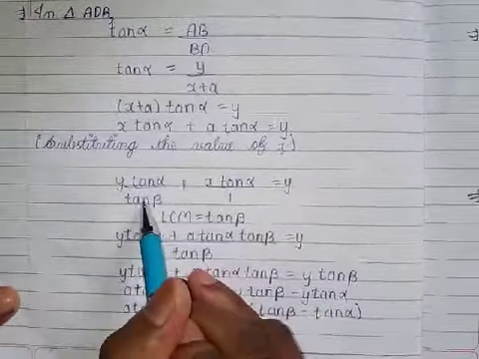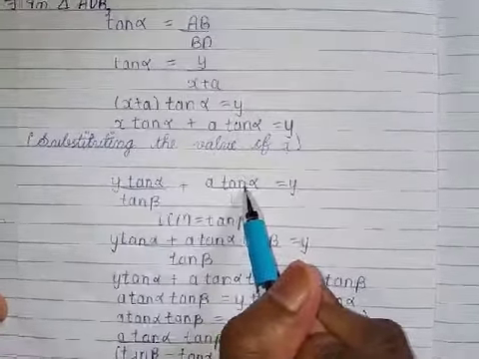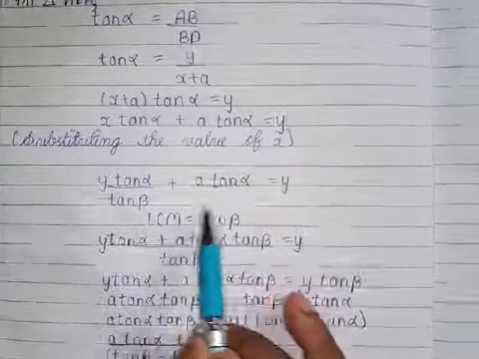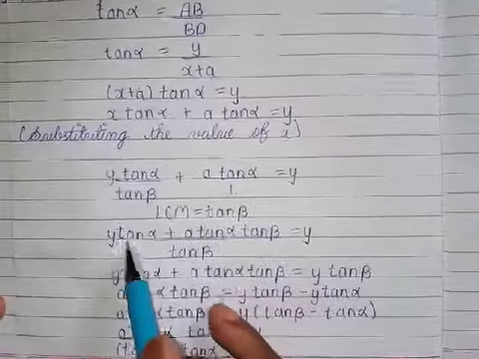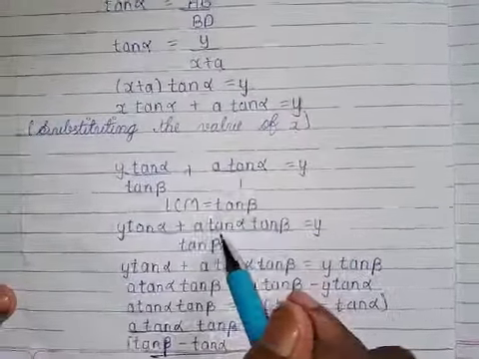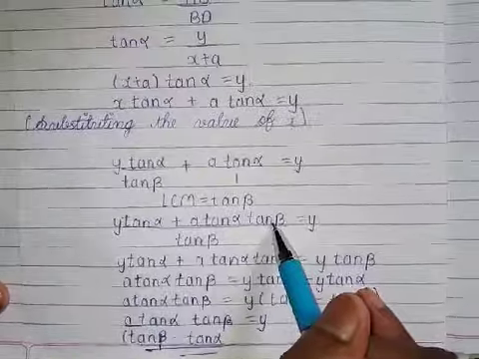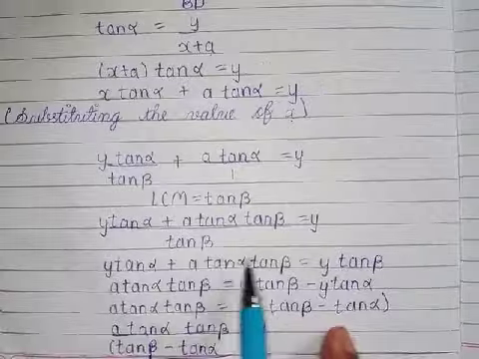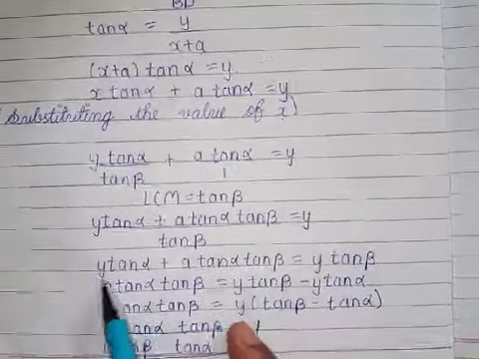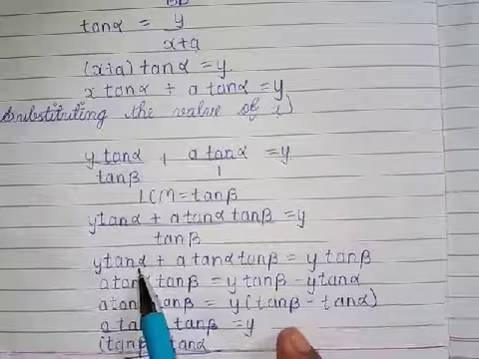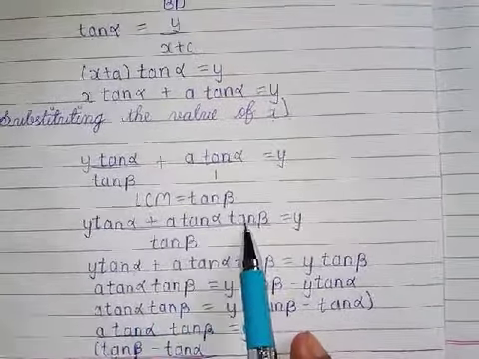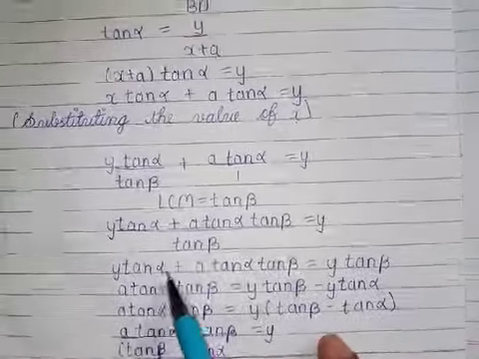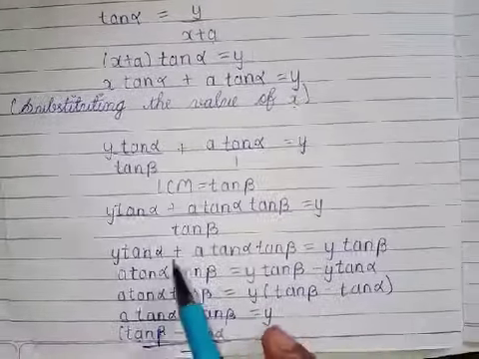If you take the LCM, tan beta will be multiplied here, as well as it will be in the denominator. So it is in the denominator, y tan alpha, then it will multiply here a tan alpha into tan beta. Okay, y we have to find, so collect y on one side. Let it multiply on that side and then collect y. So y tan alpha plus a tan alpha into tan beta. If you multiply there, you will get y tan beta. Collect the y term on one side. So what do we get?